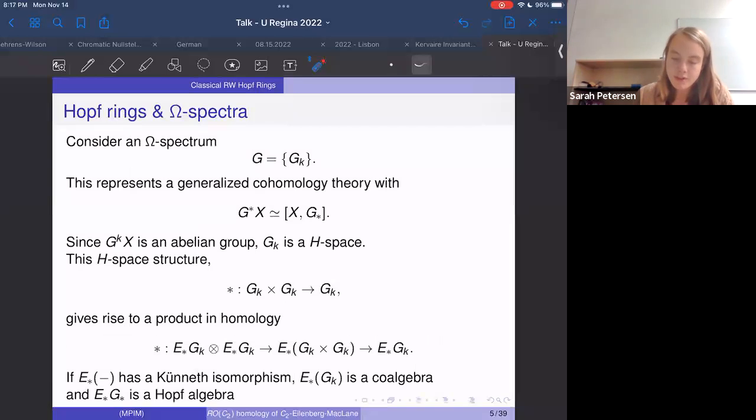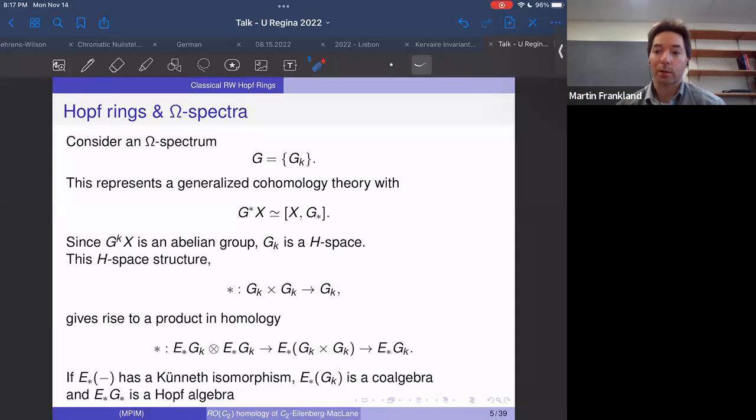Co-multiplication is also from having a Künneth isomorphism. Having a Künneth isomorphism for your spaces is going to guarantee that the homology is in fact a coalgebra. Without that, the condition wouldn't necessarily be satisfied. So if you don't have a Künneth isomorphism, you wouldn't necessarily have a Hopf algebra.